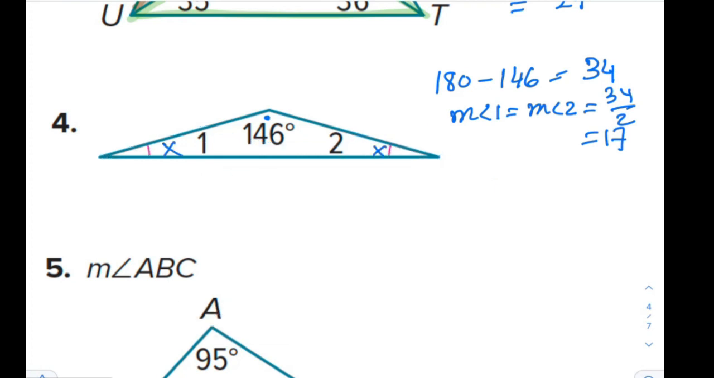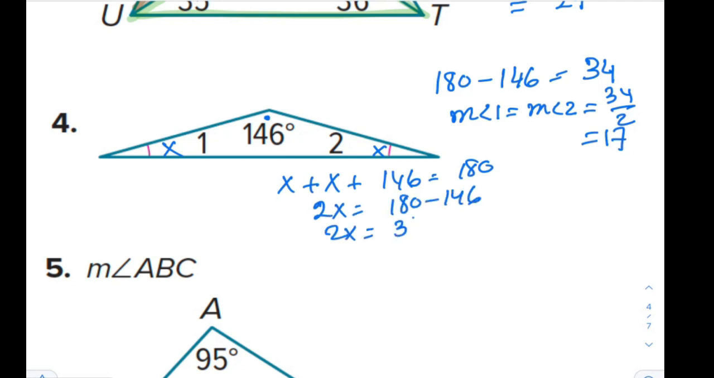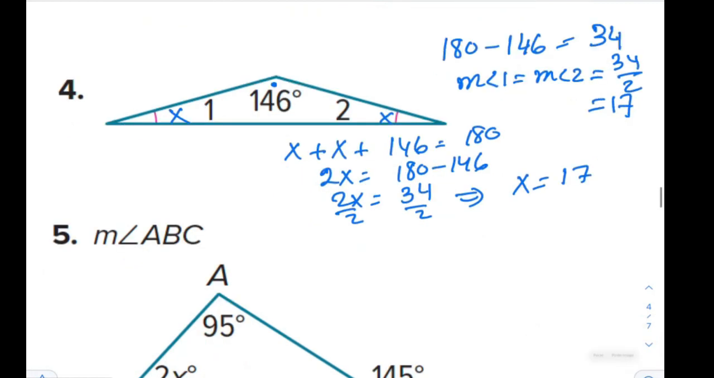You can call this x because it's the same. So you can say x plus the angle 146 is 180. So 2x is 180 minus 146, exactly the same number that we got here. So x is 17. X is 17 means measure of angle 1 is 17 and measure of angle 2 is also 17, since I named them already as x.